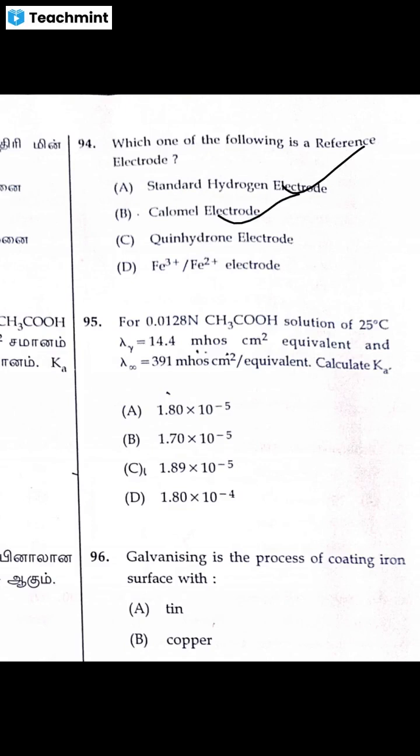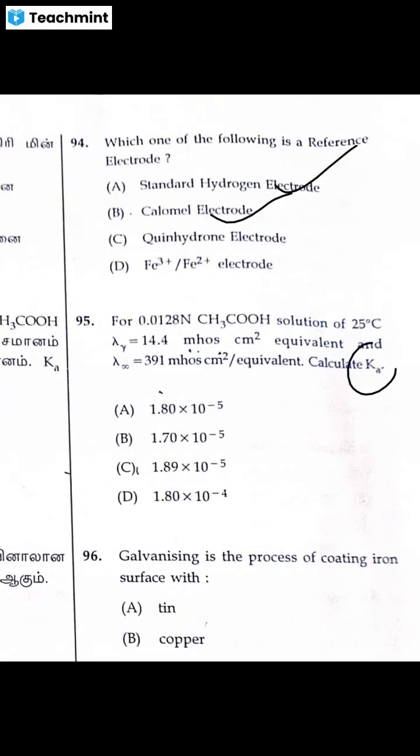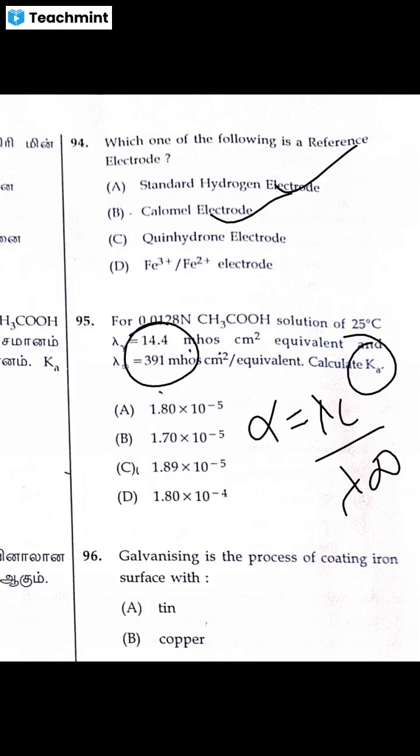Next one, problem number 95. They are asking to calculate the Ka value. Before calculating the Ka value, first we have to calculate the alpha value. Alpha is equal to molar conductance at a particular concentration divided by molar conductance at infinite dilution. These two values are given. By using these values we can calculate the alpha value. After calculating alpha, Ka is equal to C alpha square divided by 1 minus alpha. If you substitute in that, you will get the answer. The answer that comes after substituting is the correct answer. I have not substituted, you just check it out.